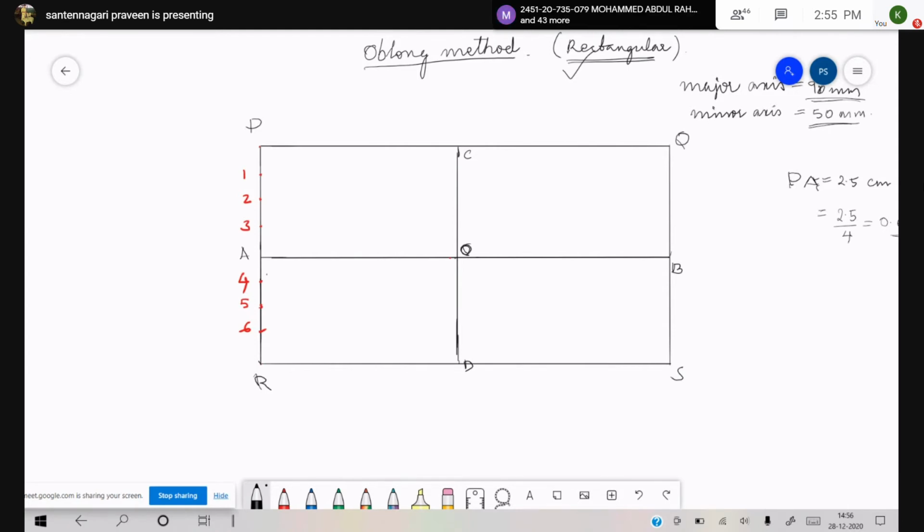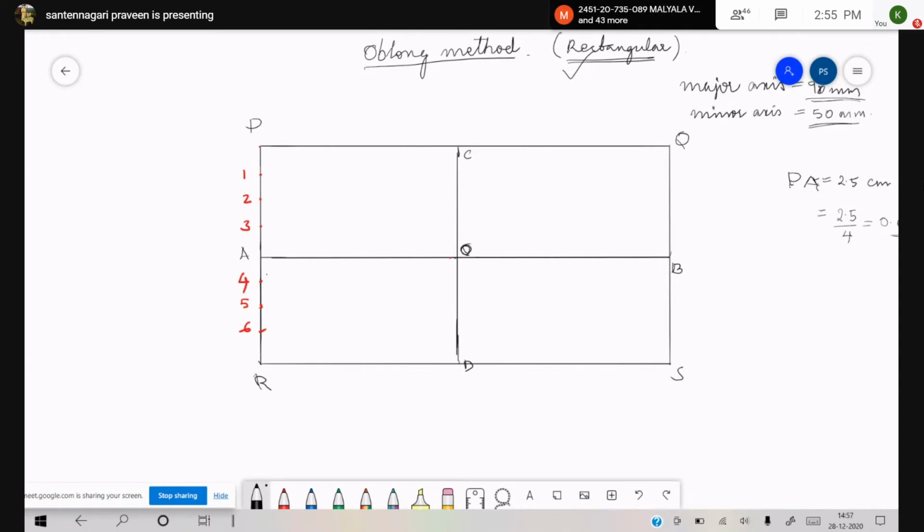One thing you have to remember here in this entire method: the first division of PA, how many parts we are dividing it into, the entire diagram should be divided into the same number of equal parts. It's not like you have divided PA into 4 equal parts, AR into 3 parts, AO into 2 parts. It doesn't work that way. If you have divided your PA into 4 equal parts, then your AO also should be divided into 4 equal parts. Your AR also should be divided into 4 equal parts. So you should remember this in your mind.